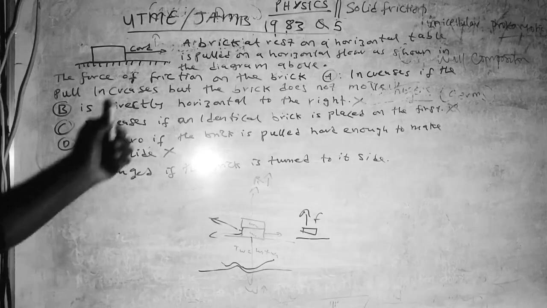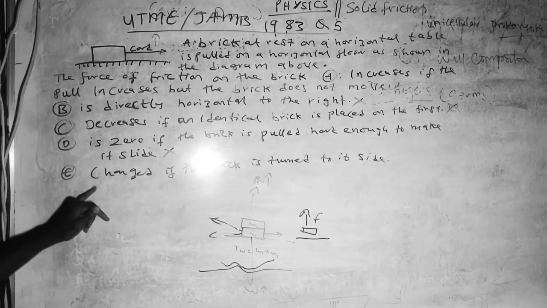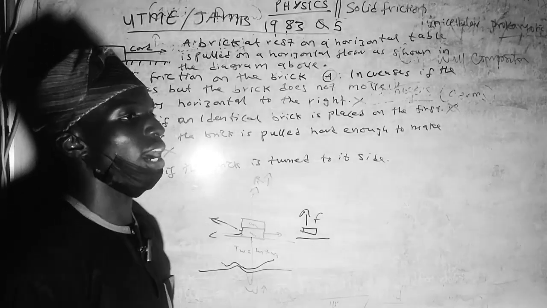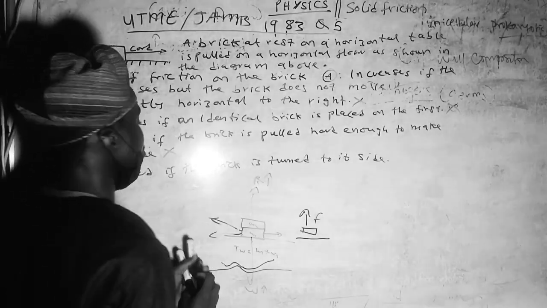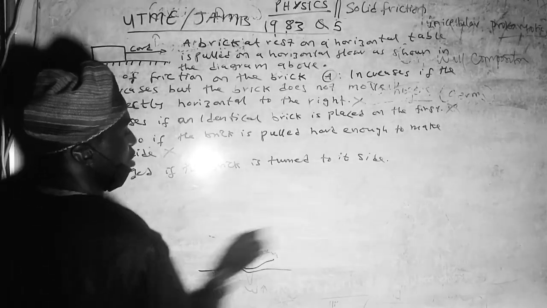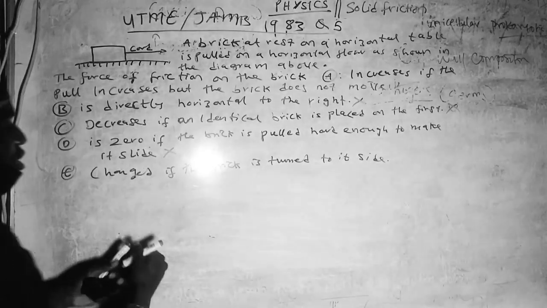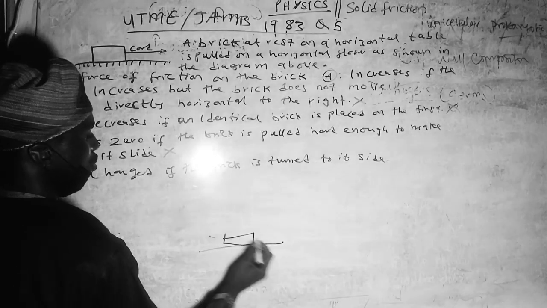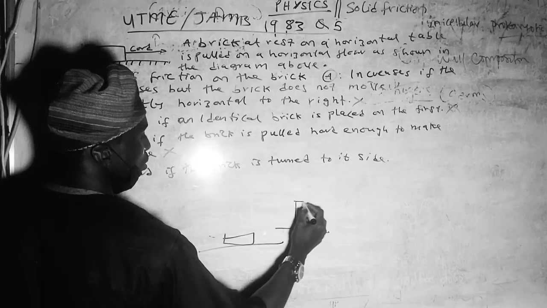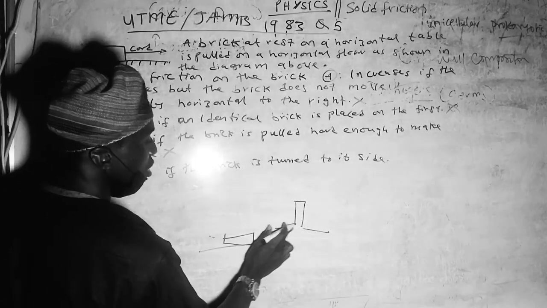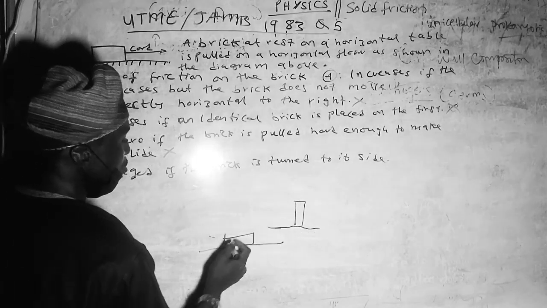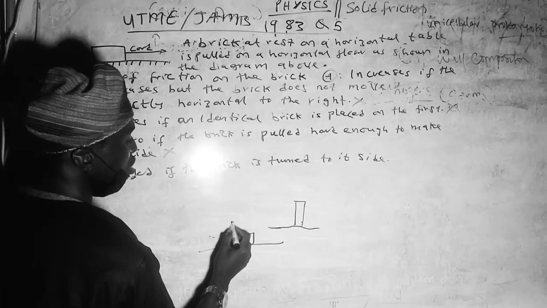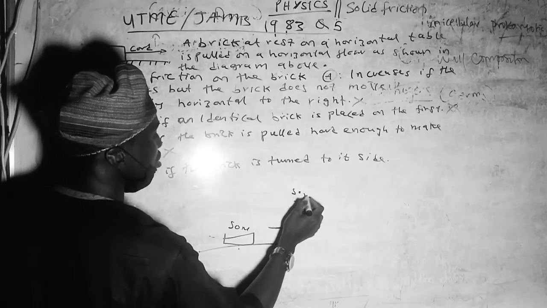They said the frictional force on the brick changes if the brick is turned to its side. They said if you change the side of the brick like this, maybe this is the brick, you now change the side to this form. What will happen? The friction between the table and the brick will still be the same, because if this weight is 50 Newton, this one weight is also 50 Newton, so it's not changing.